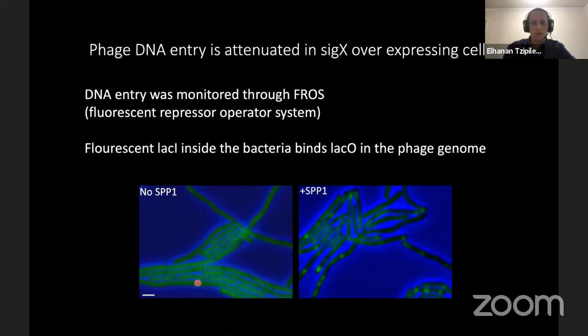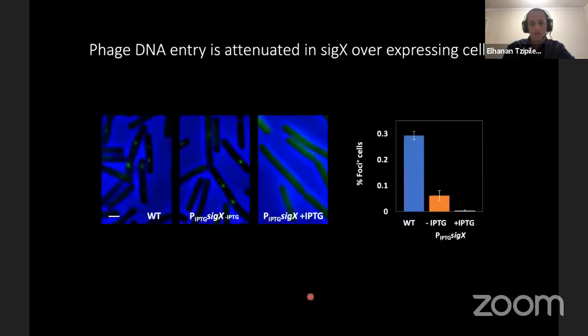The bacteria harbor a repressor, specifically LacI, fused to a fluorescent protein. And upon phage infection, the LacI binds to a lac operator that was introduced into the phage genome and forms these foci. And monitoring these foci revealed that DNA entry into the cell was perturbed in cells overexpressing SigX. And almost no foci formed.